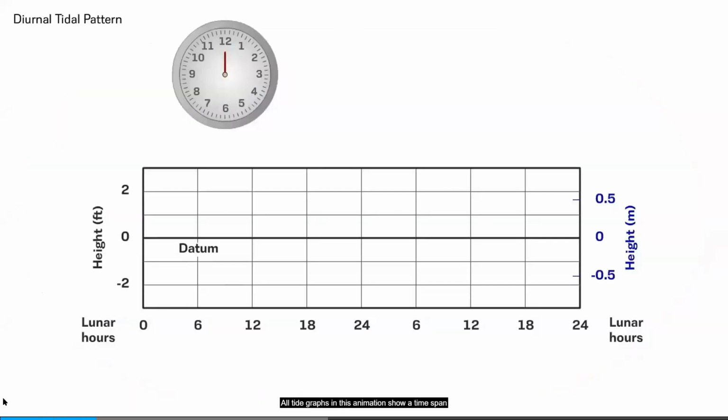All tide graphs in this animation show a time span of 2 lunar days along the horizontal axis, and the tide height in both feet and meters along the vertical axis. The datum is the starting point for measuring tide height and is shown as a value of 0. Note that the clock above the tide graph has only an hour hand with no minute hand.